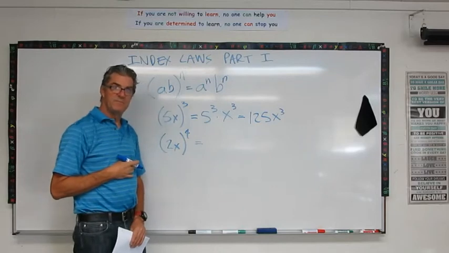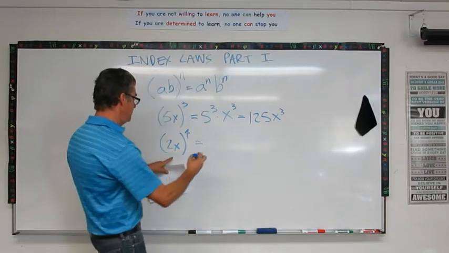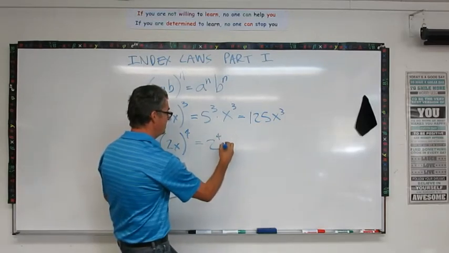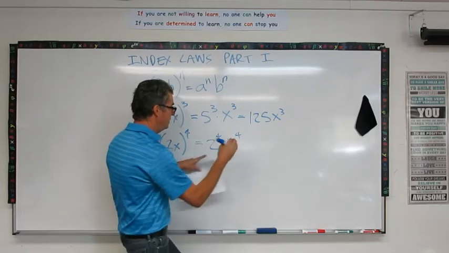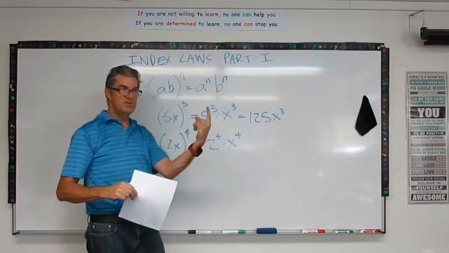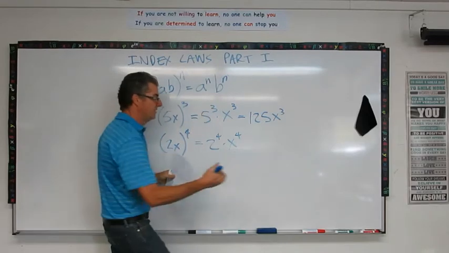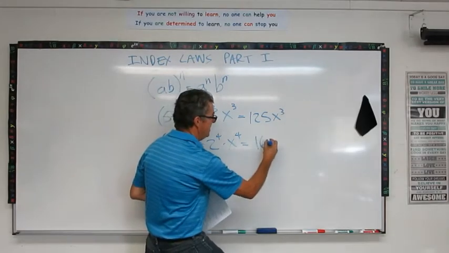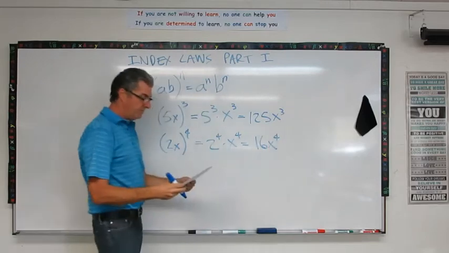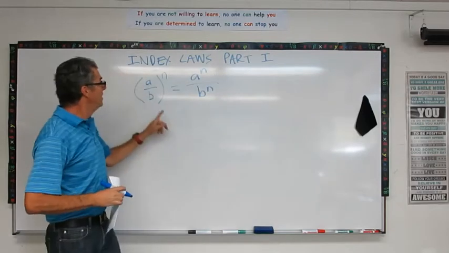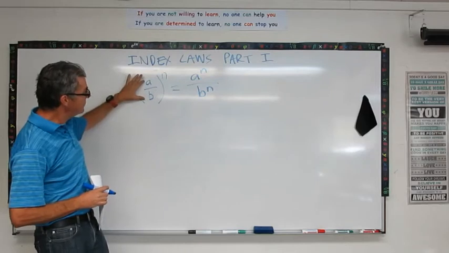Pause the video. Okay, let's see how you did. This becomes 2 to the fourth times x to the fourth. Now 2 to the fourth we can figure out. 2 times 2 is 4, times 2 is 8, times 2 is 16. So we get 16x to the fourth. This law is called power of a quotient because we have a quotient in here.